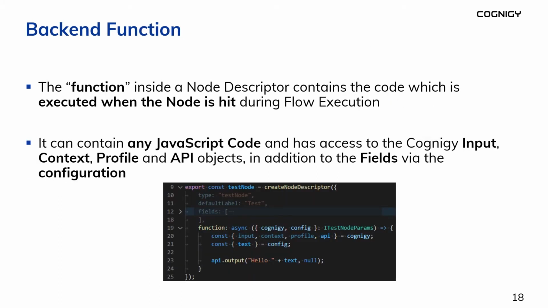Last but not least, there is the backend function. The function inside a node descriptor contains the code that we will run when the node is hit during a flow execution. It can be any JavaScript code or TypeScript code, but it has access to a number of things inside Cognigy. It has access to the input that was present when the node was hit.